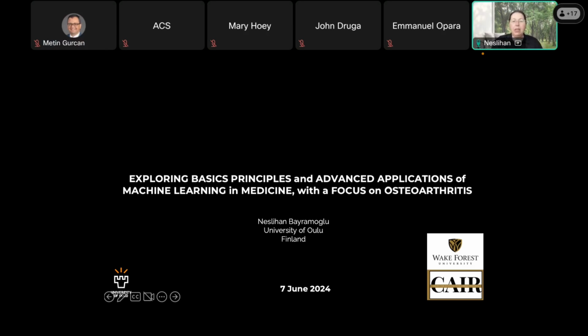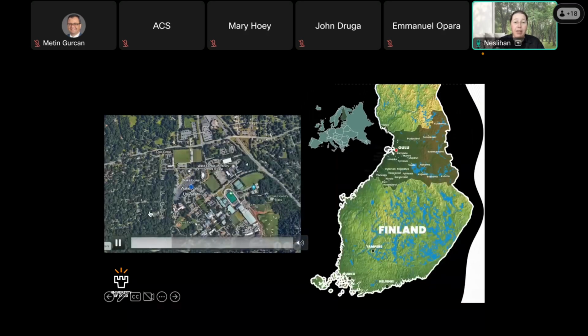Today, as mentioned, I will talk about the basics of machine learning, its recent applications in medicine, and finally, its use in osteoarthritis research. Before we begin, I would like to talk briefly about Finland and Oulu, where I live.